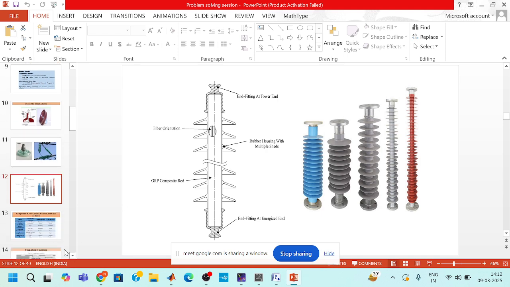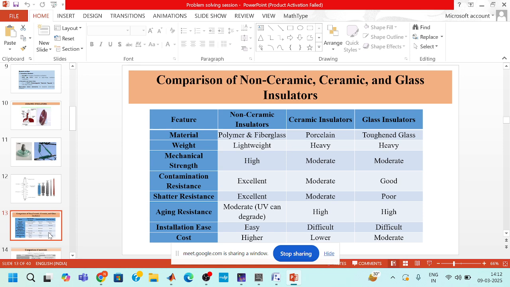For these three types of insulators, there is a comparative analysis, a comparison of non-ceramic, ceramic, and glass insulators, with some features. Based on those features, we classify them. As I have already discussed, non-ceramic insulators are very easy to install compared to ceramic and glass insulators, but their cost is much higher. They are also very lightweight, whereas ceramic and glass insulators are very heavy. You can go through this table also, and remember this.